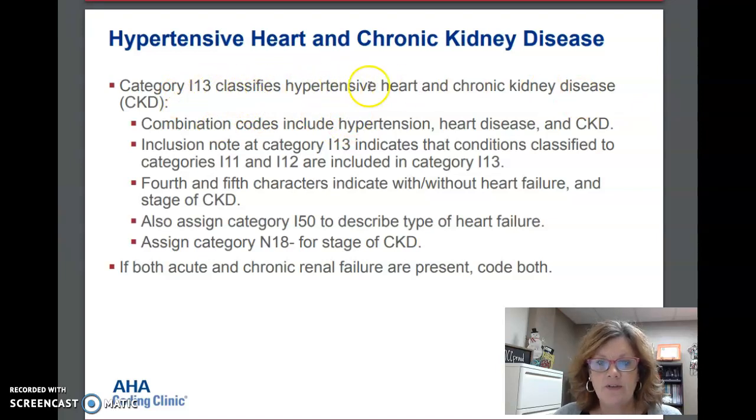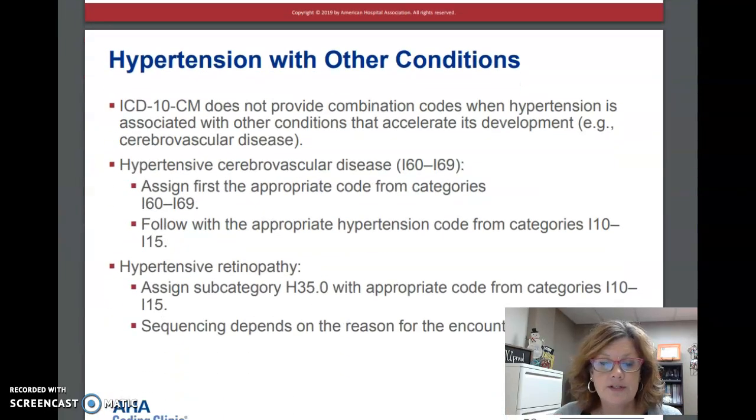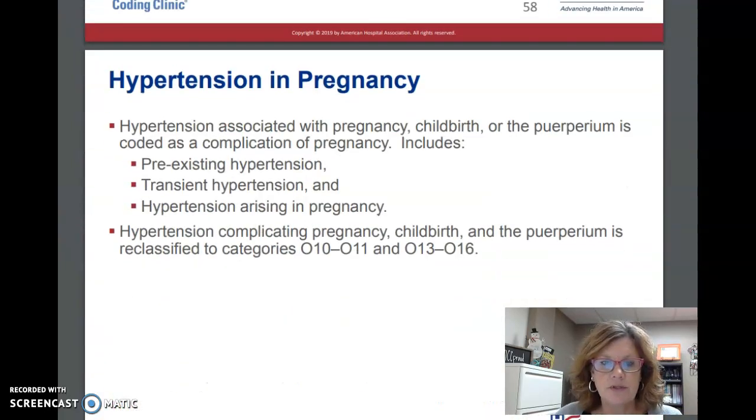So I-13, we have hypertensive heart disease and chronic kidney disease. These combination codes include hypertension and heart disease. A lot of times if there was heart failure, we need to code the additional I-50 code. We also need to code the stage of the chronic kidney disease, and that'll be N18. If both acute and chronic renal failure are present, we need to code both. So again, hypertension with other conditions, you're going to code them both out.